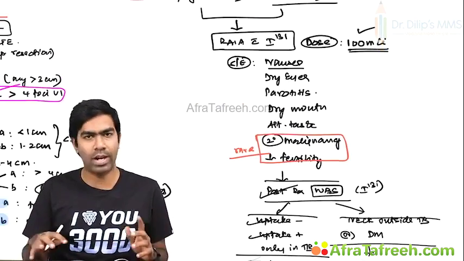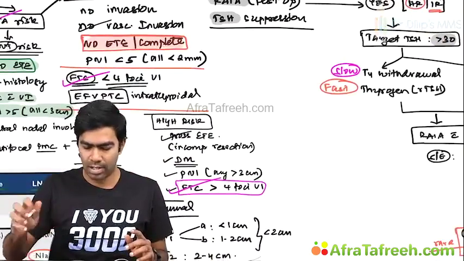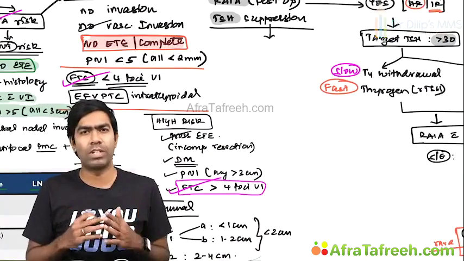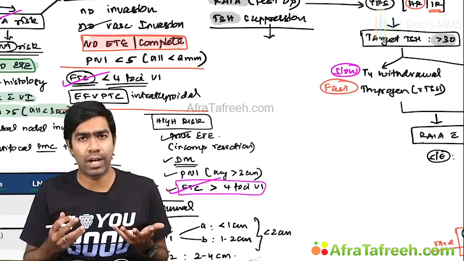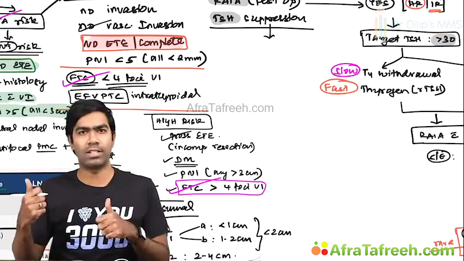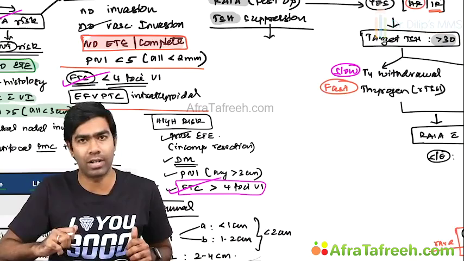So this is how you do a radioactive iodine ablation. And the second thing which we have not discussed is the TSH suppression. Remember, if you are planning for radioactive iodine ablation, don't give TSH suppression immediately. Do the TSH suppression after the radioactive iodine ablation.